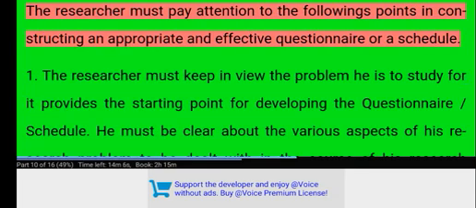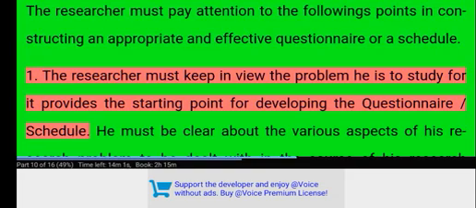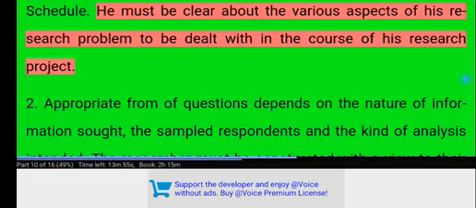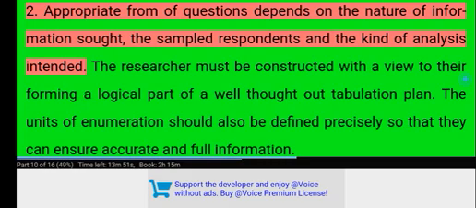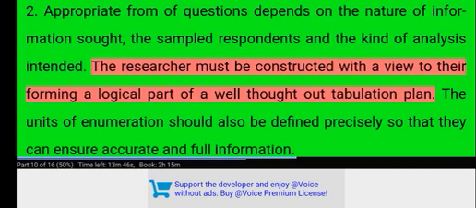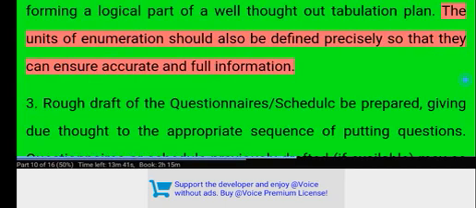The researcher must pay attention to the following points in constructing an appropriate and effective questionnaire or schedule. 1. The researcher must keep in view the problem he is to study, for it provides the starting point for developing the questionnaire schedule. He must be clear about the various aspects of his research problem to be dealt with in the course of his research project. 2. Appropriate form of questions depends on the nature of information sought, the sample respondents, and the kind of analysis intended. The questions must be constructed with a view to their forming a logical part of a well-thought-out tabulation plan. The units of enumeration should also be defined precisely so that they can ensure accurate and full information.